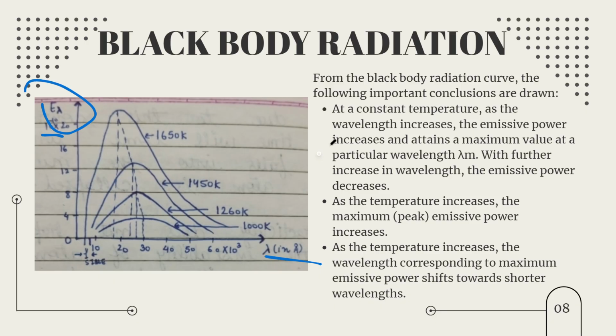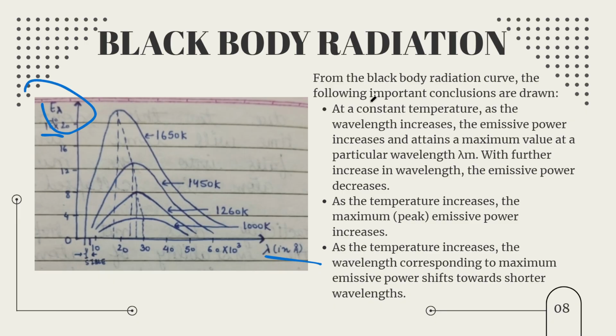Three conclusions, very important. At constant temperature, when wavelength increases, the emissive power also increases, attains a maximum value at a particular wavelength, that is lambda m, and then with further increase in wavelength the emissive power decreases. Second, as the temperature increases the maximum peak emissive power increases. Third, as the temperature increases the wavelength corresponding to maximum emissive power shifts towards the shorter wavelength.